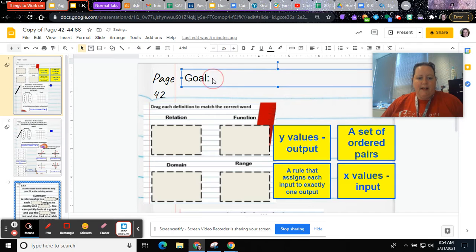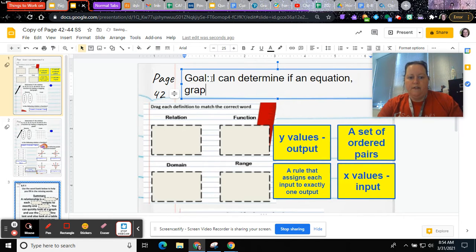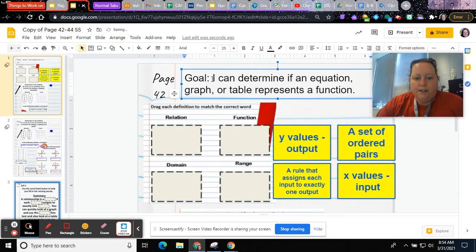So our goal today is: I can determine if an equation, graph, or table represents a function. It says drag each definition to match the correct word.